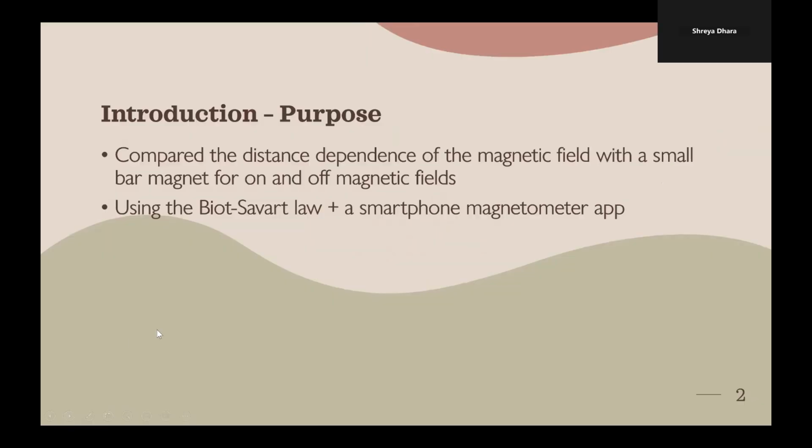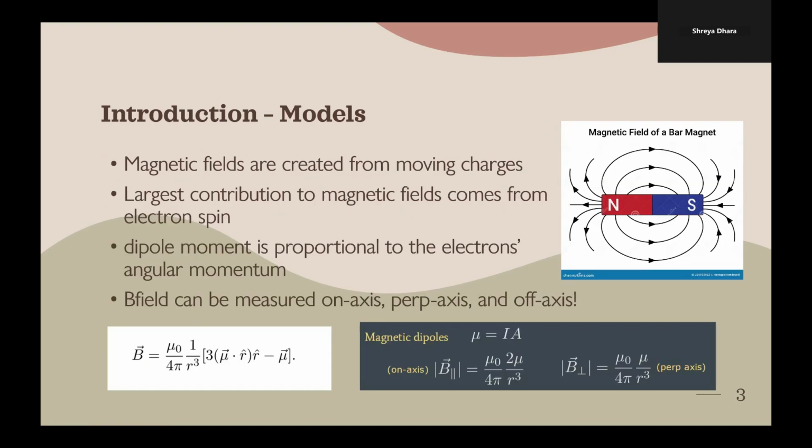So to provide an introduction for the purpose of this lab, we compared the distance dependence of the magnetic field with a small bar magnet for on, off, and perpendicular magnetic fields. And then we used the Biot-Savart law in a smartphone magnetometer app for the first half of the lab. For the second half of the lab, we used a GlowScript model to create a representation of what the magnetic field would look like for an off field.